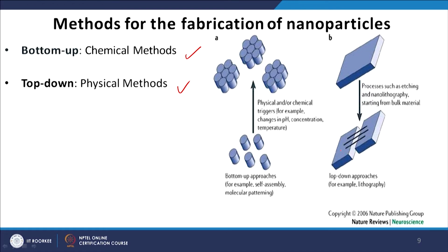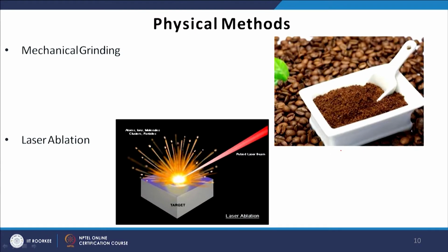So, in one case, from the smaller structural unit you make a bigger structure, but still it will be in the nano domain, and in the other case, starting from a macromolecular structure you come in the other direction and get a nanoparticle system. Now, these physical methods can be either mechanical grinding or laser ablation.